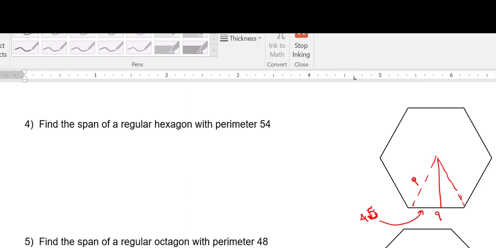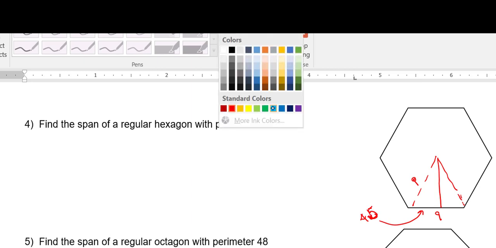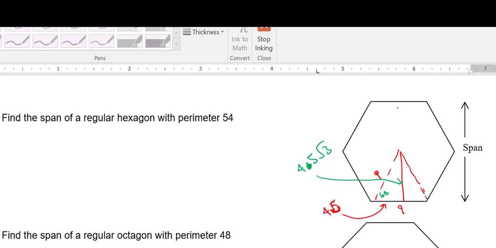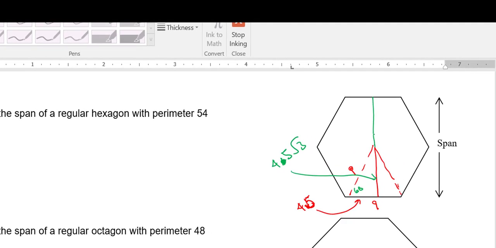It's half of 9. Which makes this, because this is a 60 degree angle right here, it makes this side right here 4.5 root 3, and if I double that, that's going to be the span over here. So 4.5 root 3, double it, you get 9 root 3 as my span.